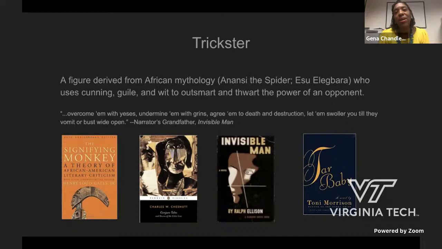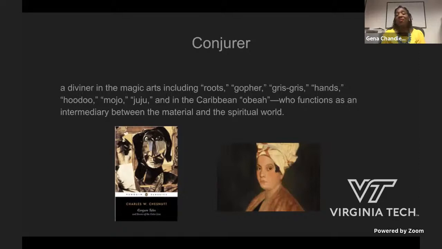The conjurer, a diviner in the magic arts, including some of the things that you see here, who functions as an intermediary between the material and the spiritual world. Charles Chestnut's The Conjure Woman and Other Tales is a great reflection of that. Again, not a tragic element of literature at all, but a moment of great strength and power.